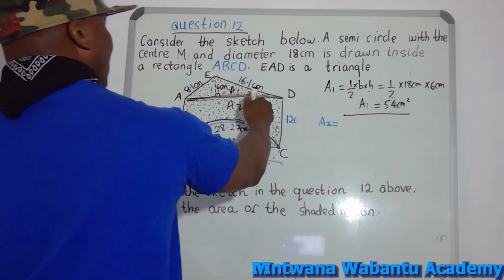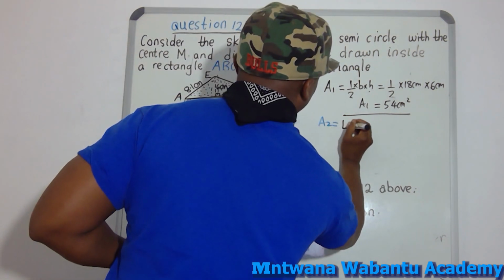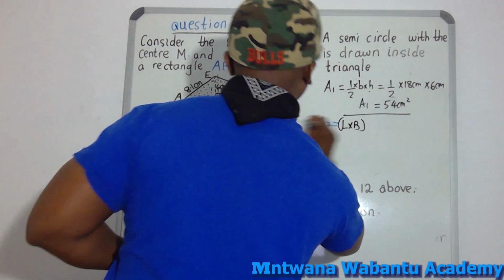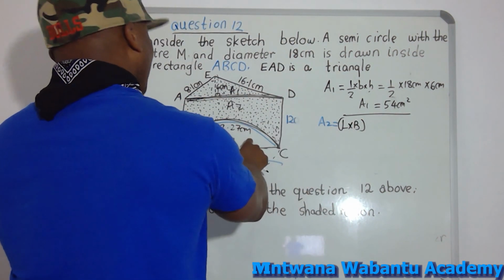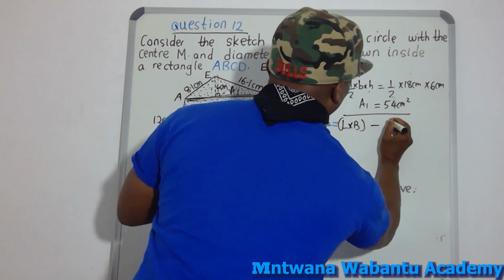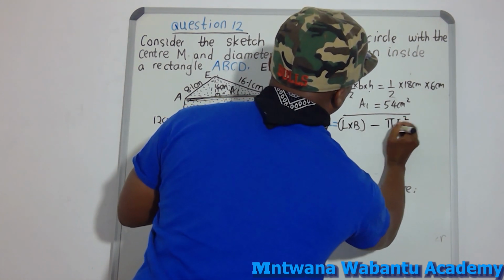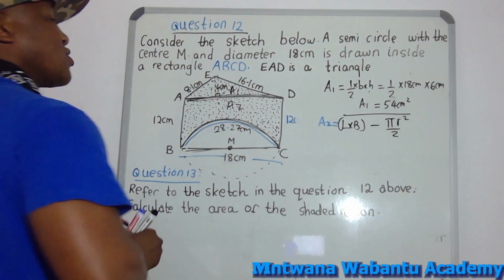This is a rectangle. So I'm going to say rectangle area is length and breadth. And then after we get all this area of everything, I'll have to take out the area of the half circle. So we're going to minus the area of the half circle. What is the half circle? It is pi r squared over 2.